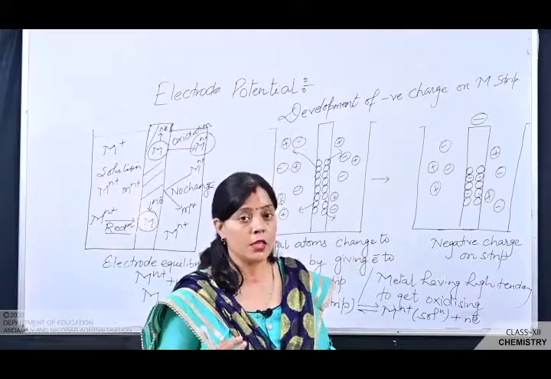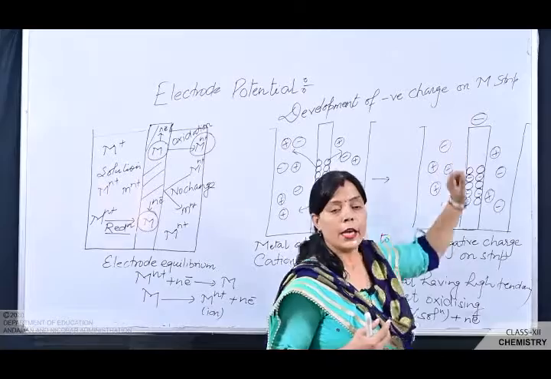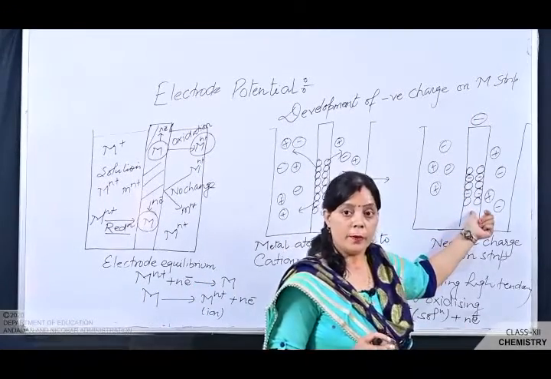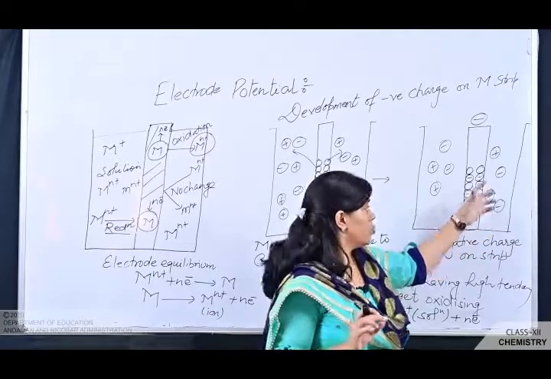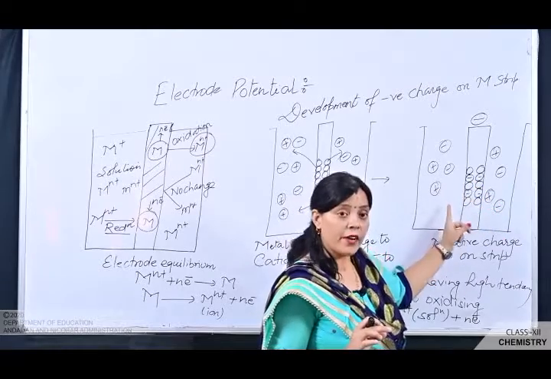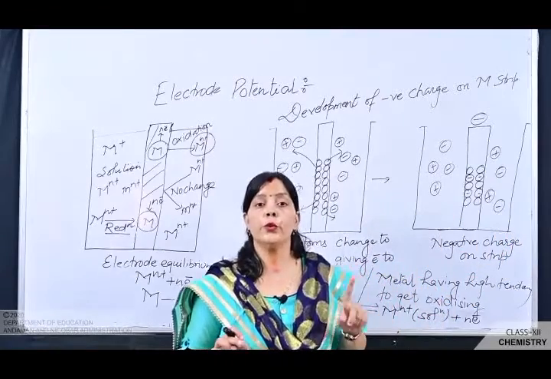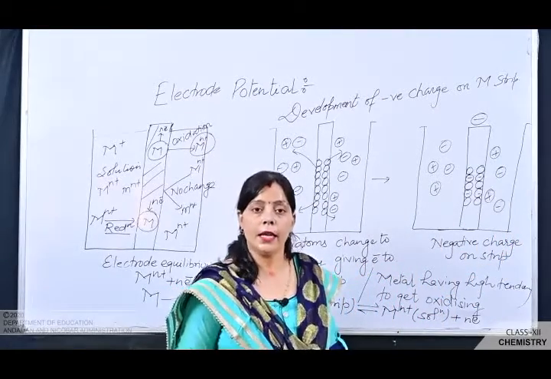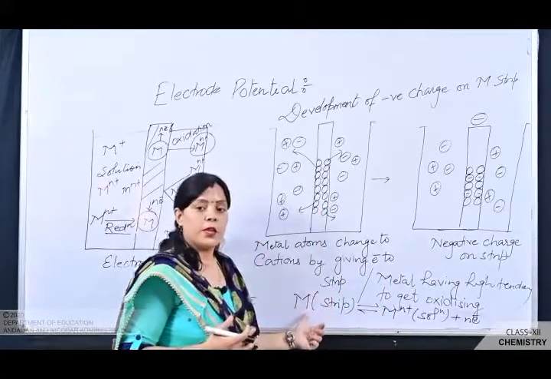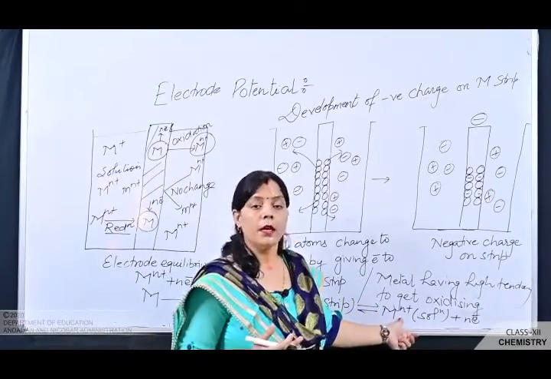The electrons lost accumulate inside the metal strip and cause the negative charge to develop on the metal strip. The negative charge does not allow the metal atom to continue losing electrons when equilibrium is attained, but it would re-attract the metal ions from the solution in order to neutralize the charge. Ultimately, after some time, a state of equilibrium is established between the metal atoms present in the strip and the ions at the interface.